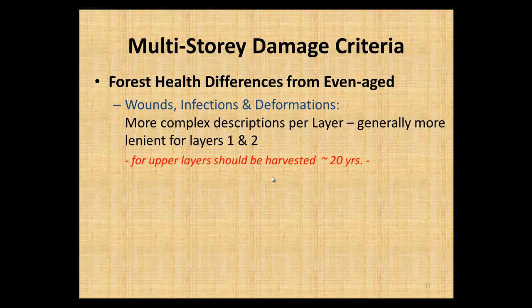Okay. So multi-stories damage criteria, just to touch on that a little bit. Basically, how does it differ from the even age damage criteria? Well, wounds and infections and deformations are a little more complex per layer, and generally a little more lenient for layer 1 and 2, because these are the upper layers, and they're probably going to be harvested within the next 20 years. So you'll see there's a little more leniency there. You're allowed to have more scars, basically, because you could tolerate a certain amount of infection of fungus or some pathogen going in, and because you're going to harvest it pretty quick, you're going to salvage it.